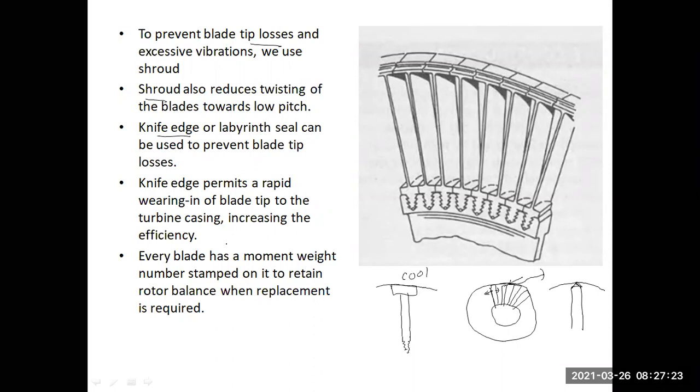Knife edge, wearing in. What I told you, the cutting, the technical term is wearing in, where the blade is cutting into the turbine casing. This increases the efficiency. How? The tip losses that were happening over here will be reduced. Now it will not allow the tip pressure energy to be lost. Thus it is preventing the loss.